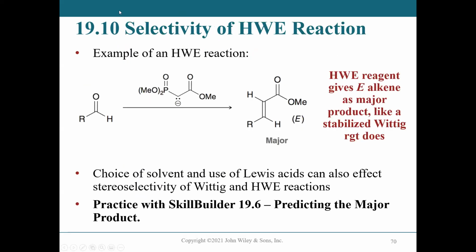So here they give an example of the HWE reaction. We're going to get the major product. We get the E isomer. See the R groups, they're on different sides. So the HWE reagent gives the E alkene as a major product like a stabilized Wittig reagent does. Choice of solvent and use of Lewis acids can also affect the stereoselectivity of the Wittig and the HWE reactions. Remember, HWE stands for Horner, Wadsworth, and Emmons, just the people that discovered the reactions.